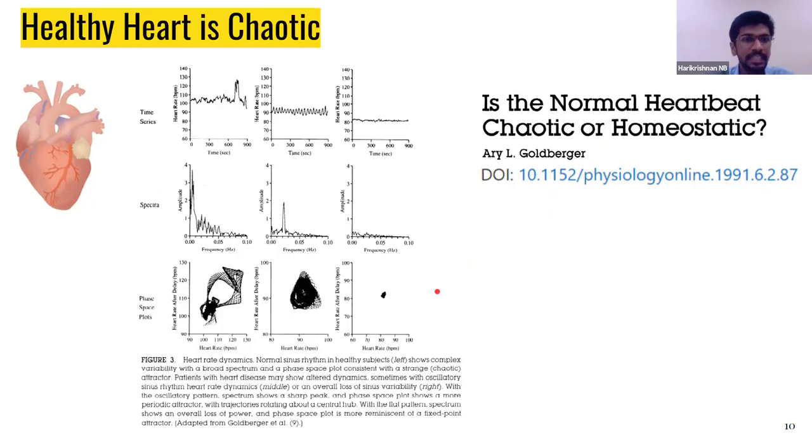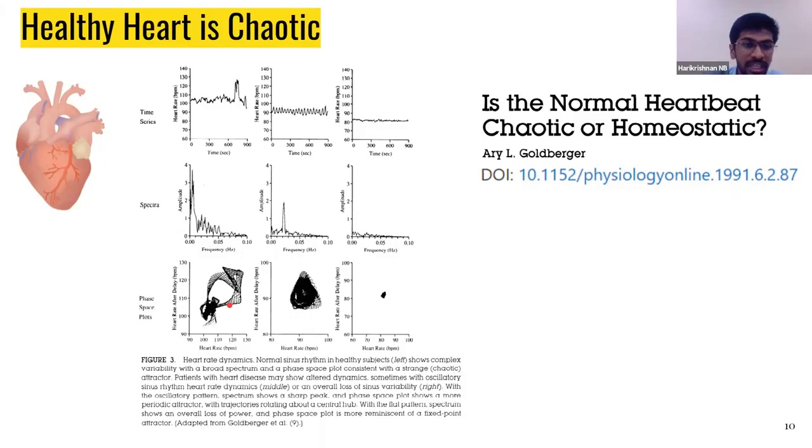Here you can see heartbeat dynamics. The normal sinus rhythm in healthy subjects, shown on the left, shows complex variability with a broad spectrum and a phase space plot consistent with a strange attractor. So here you can see the first column, right? This is the heart rate of a healthy individual. You can see the spectrum, right? The frequency spectrum is broad, and at the same time you can see the phase space reconstruction, the phase space plot, and it turns out to be a strange attractor.